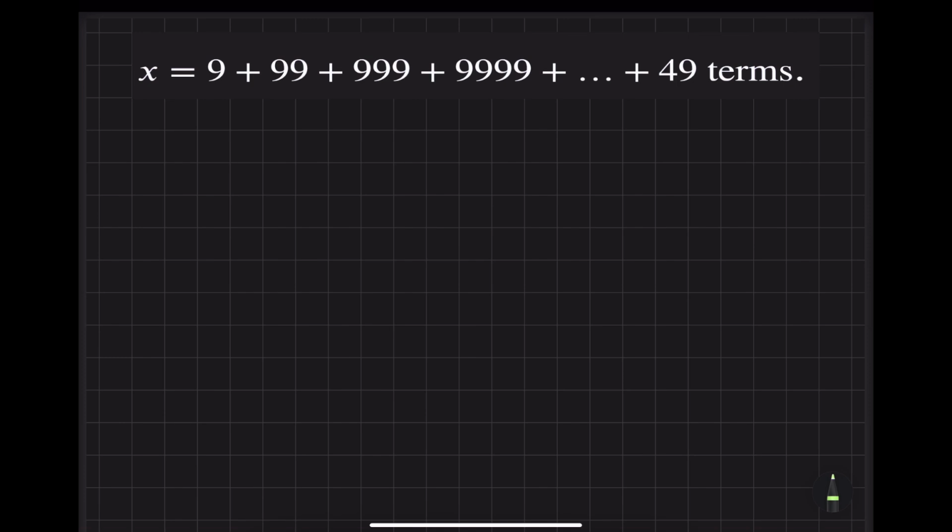So, we got a wholesome new problem which says x equals 9 plus 99 plus 999 plus dot dot dot, and it is up to 49 terms. So, how will we handle this situation? Try to understand.